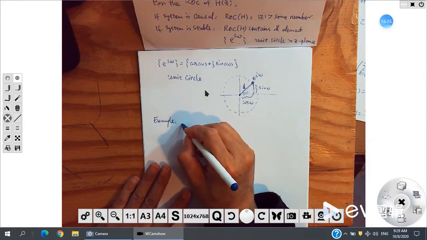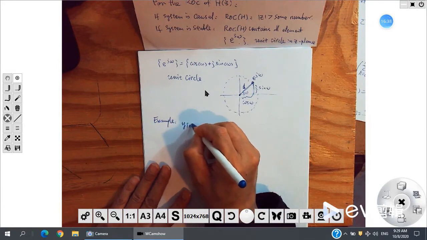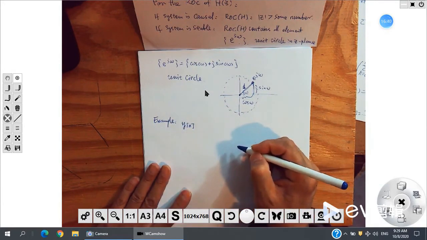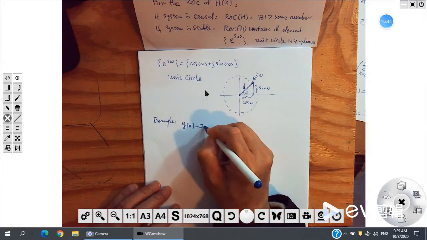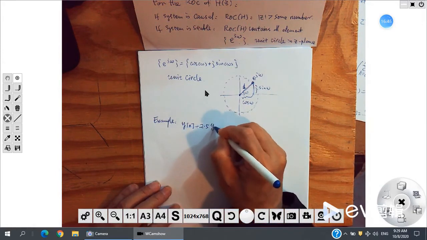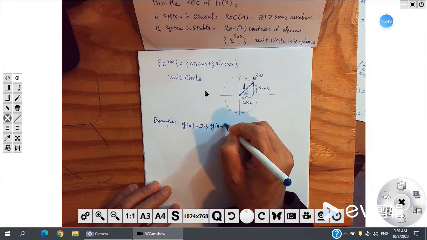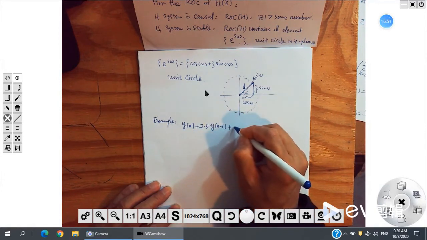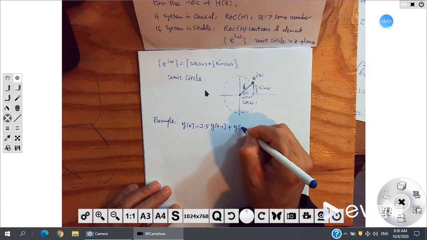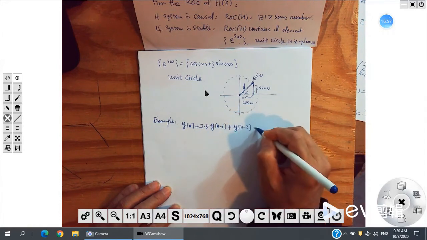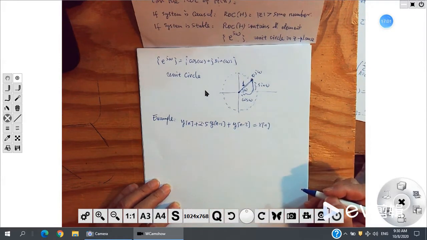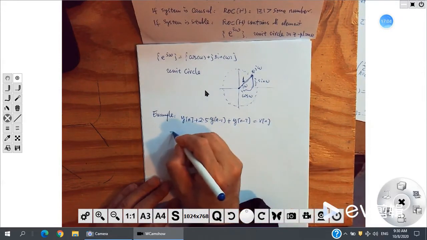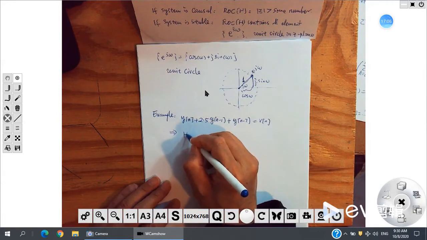Consider y of n plus 2.5 y of n minus 1 plus y of n minus 2 equal to x of n. Okay, in this example, we consider this. Then we can have the transfer function.